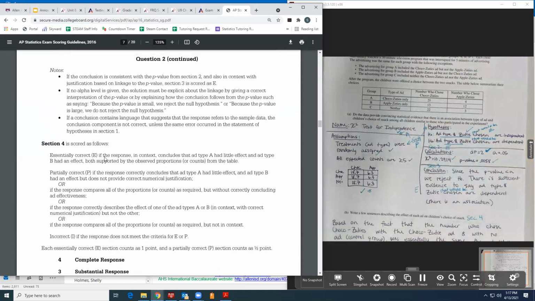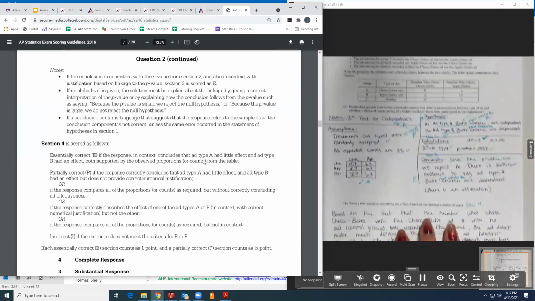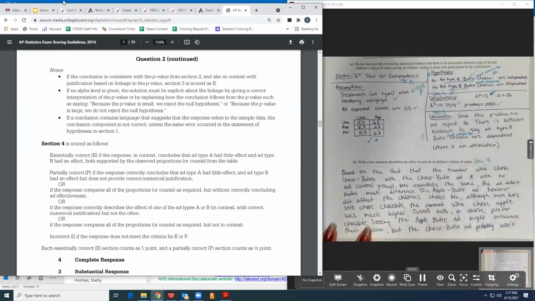Then section 4, essentially correct if the response in context concludes that ad type A had little effect and ad type B had an effect, both supported by the observed proportions or counts from the table. So here's my answer. Probably more than I needed. Based on the fact that the number who chose Choco Zooties with the Choco Zootie ad and with no ad control group was essentially the same, the ad did not make much difference. The Apple Zootie ad, however, did affect the children's choice because although more children still chose chocolate, the amount who chose Apple was much higher.